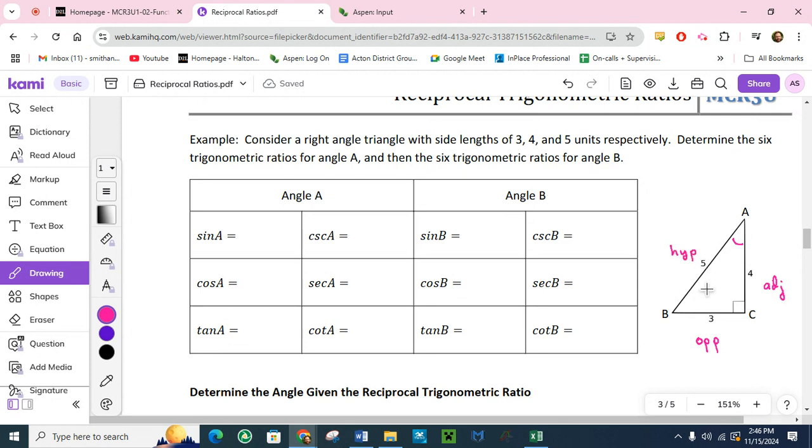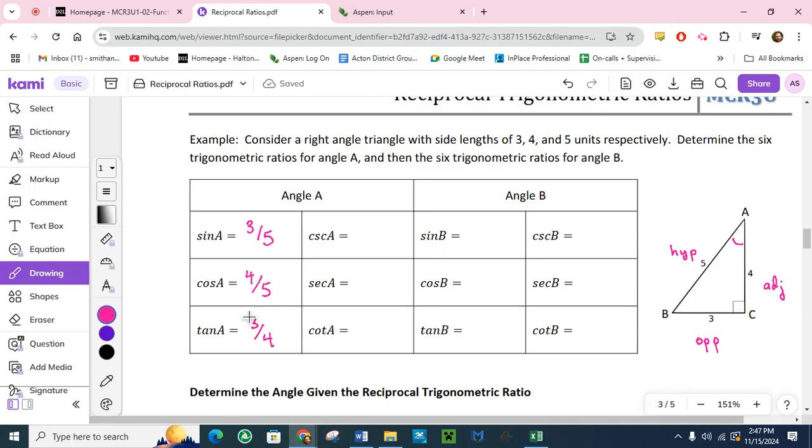But you're just learning about SOHCAHTOA, opposite, adjacent, hypotenuse. The sine of angle A is the opposite over the hypotenuse. It's 3/5. The cosine of angle A is 4/5. And the tan of angle A is opposite over adjacent. It's 3/4. That was grade 10U at the very start of the SOHCAHTOA unit.